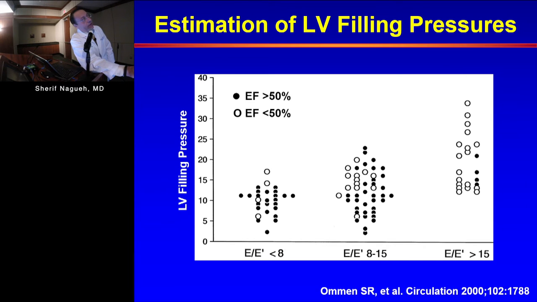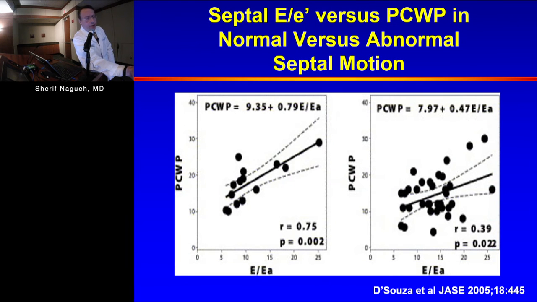And you can see that for those more than 15, virtually all of them, with the exception of very few, had an elevated mean LV diastolic pressure. Now, this is in general. Any variable that we look at or any parameter that we look at has its own limitations. The following slides will highlight some of these limitations of the E to E prime.